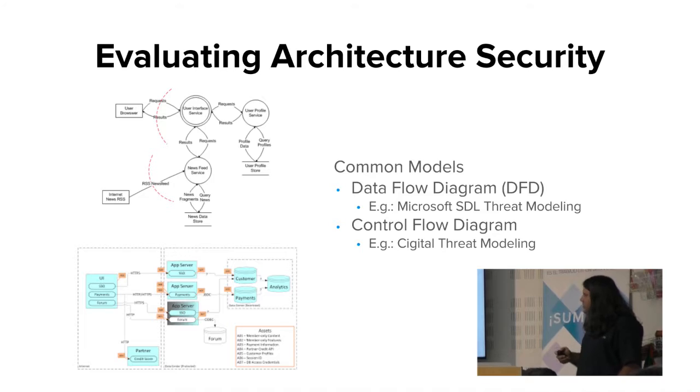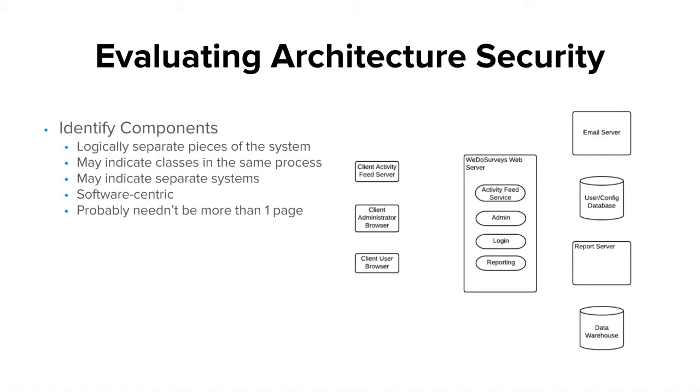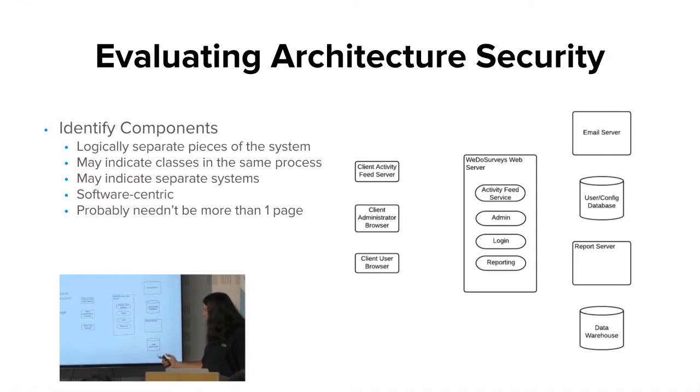So, getting a visual representation of the system is an important first step. How do you go about doing that? First, identify components. What are the different components in the system? Here we have a data warehouse, reporting server, and databases. Here we have a web server that has subcomponents within it. There's really no rule as to how you model the different components in your system. Just make sure that it's software centric and not necessarily deployment centric.